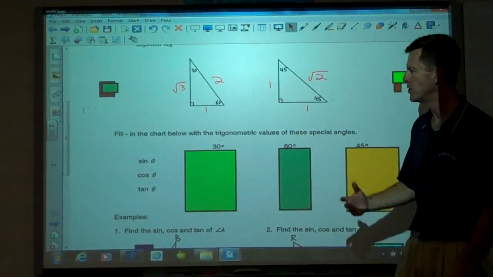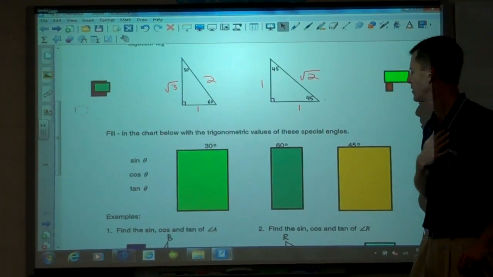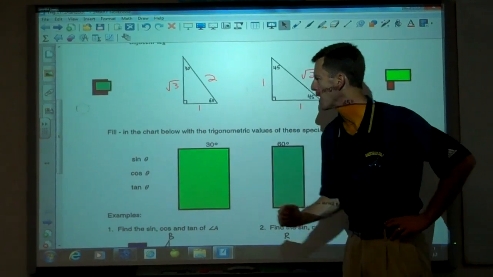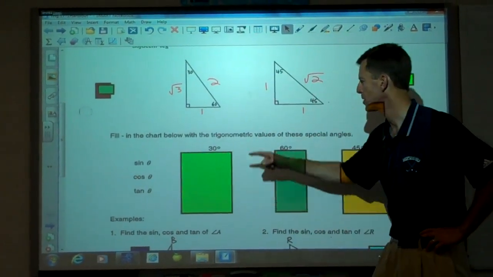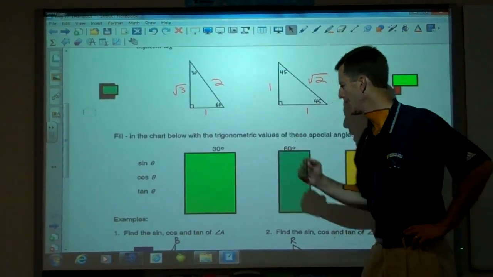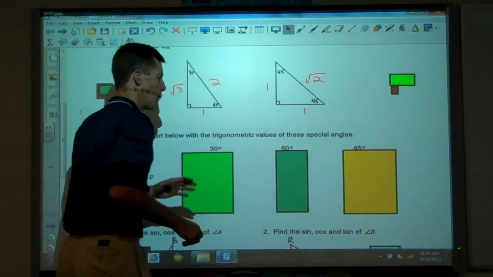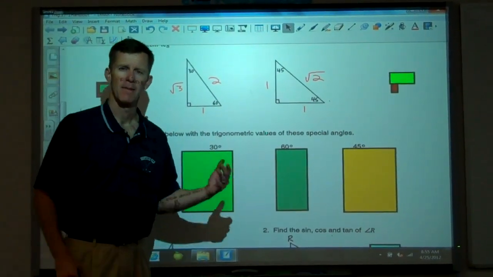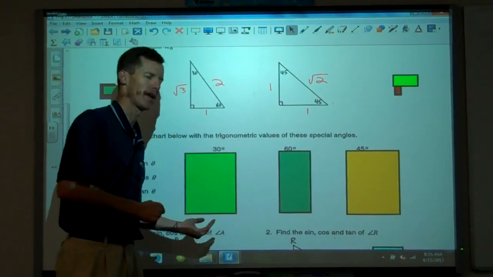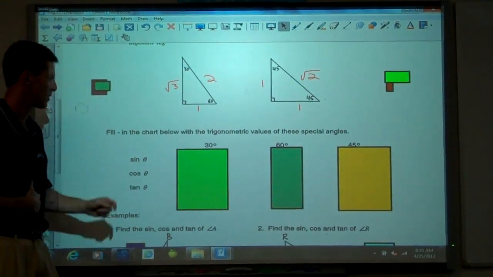So what I want you to do now is fill in the chart below with the trigonometric values of these special angles. For these triangles, I want you to figure out the sine, the cosine, and the tangent of the 30 degree, the 60 degree, and then the 45 degree. We'll start doing one together, and then I want you to go ahead and pause, and then, not you, Caroline, you keep it running. They'll pause as they're watching it, and try filling in the rest of them, and then we'll go over them.